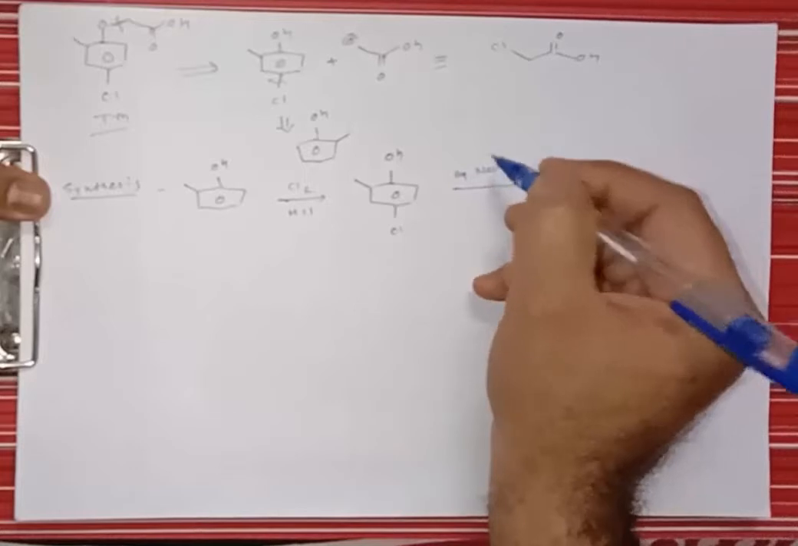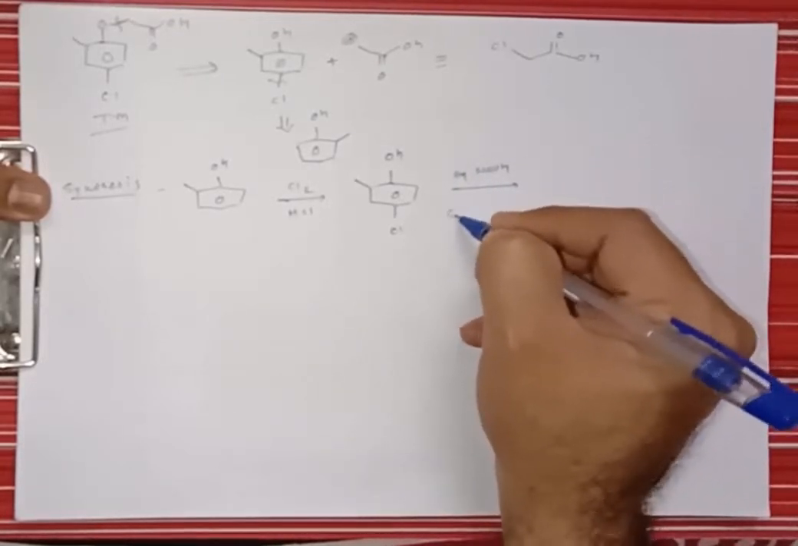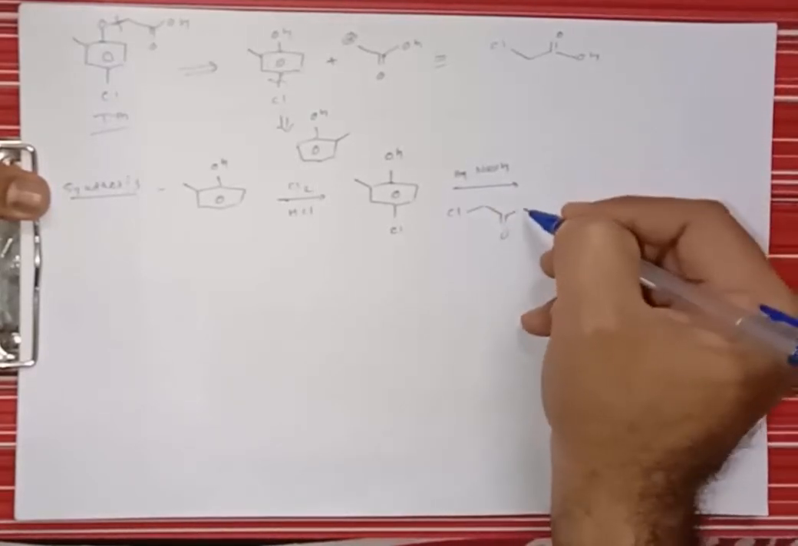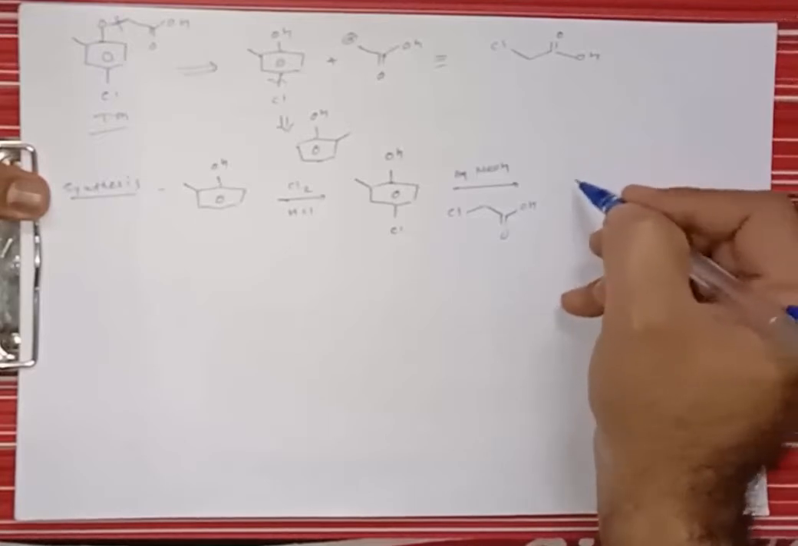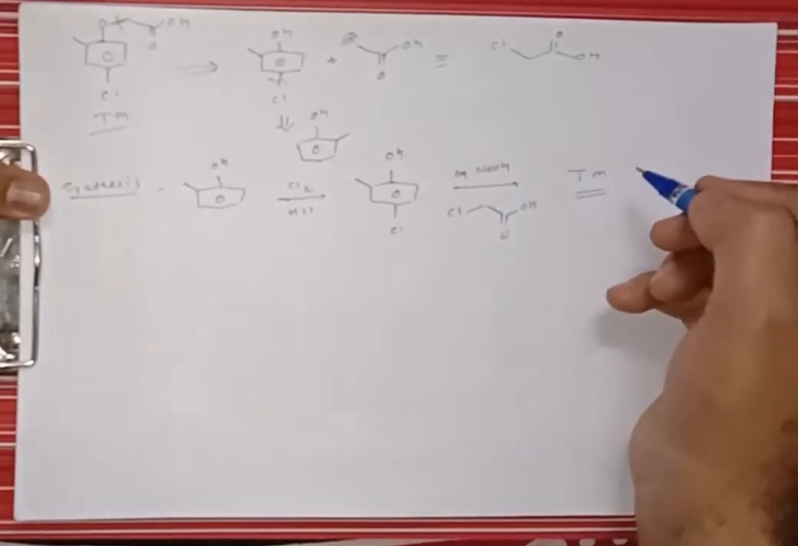Aqueous NaOH will take a proton from this phenol. It gives the sodium salt of this phenol, and we treat this molecule with alpha-chloroacetic acid. It gives formation of the target molecule, right?